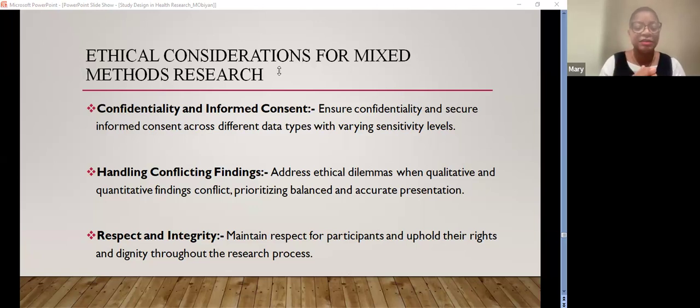Respect and integrity. Please maintain respect for participants. Let your participants have the right to pull out of the research at any point in time.